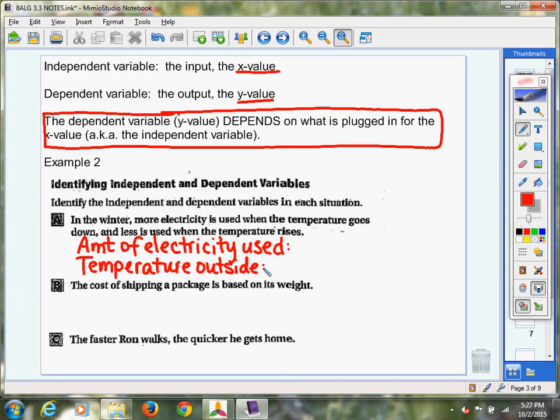Yes, that's true. That's right. Okay, so think about it like this. What depends on what? Does the amount of electricity I use depend on what the temperature is outside? Or does the temperature outside depend on how much electricity I'm using inside my house? Only one of those actually sounds logical.